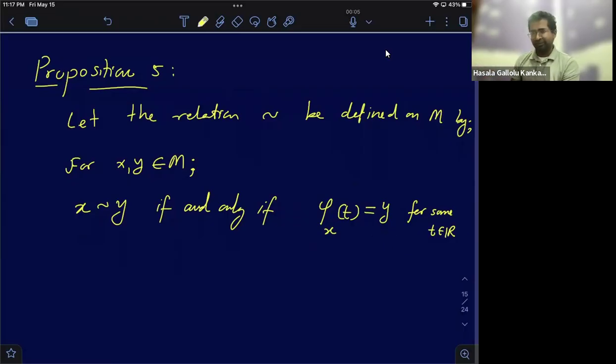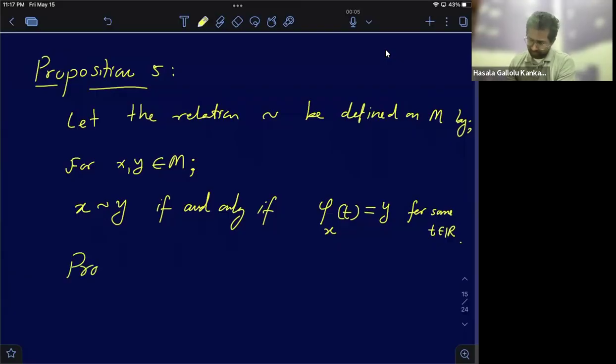So you cannot switch X and Y in this case, right? This is the starting point, this is the end point. So X is related to Y if this is the starting point and this is the end point under some time, for some time. I'm not specifying what that time should be.